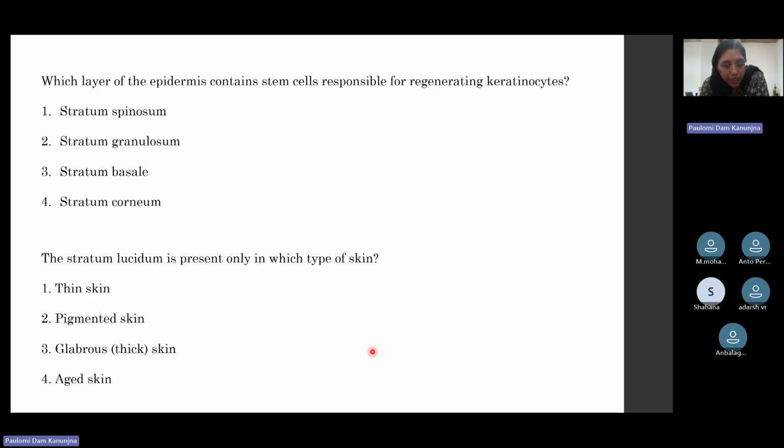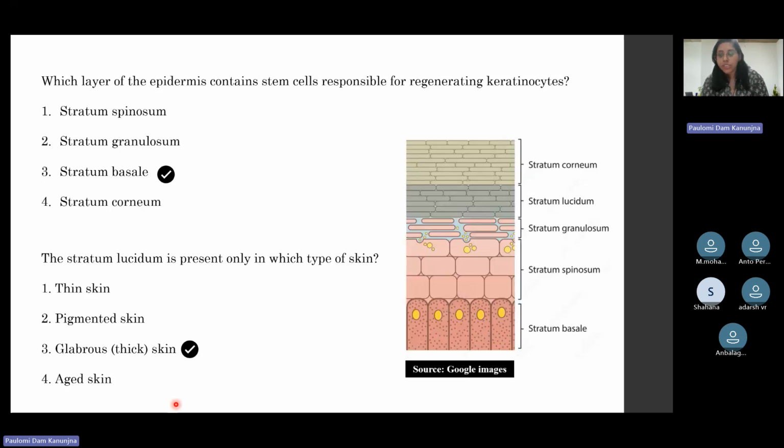All right, we can move ahead. So the first one is stratum basale, and the third one is thick skin. I'll come to this, just give me 1 minute.